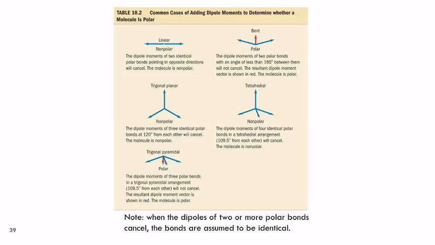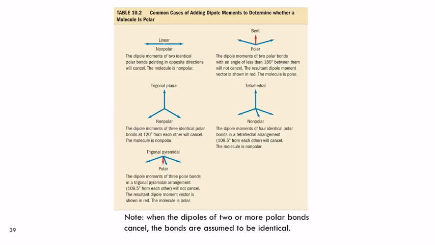These are some common cases of adding dipole moments to see if a molecule is polar. And in all of these examples, we're assuming that the magnitudes of the dipoles are equal. So a linear molecule where you have dipoles in opposite directions, that's going to be a nonpolar molecule. If you have a bent molecule, that's going to be polar. A trigonal planar with equal dipole moments will be nonpolar. Tetrahedral will be nonpolar. But a trigonal pyramid will be polar.